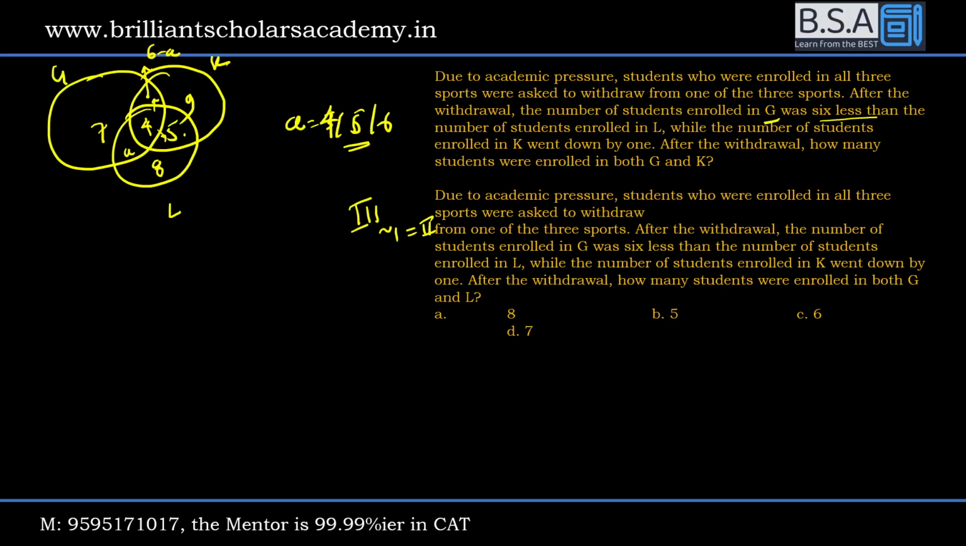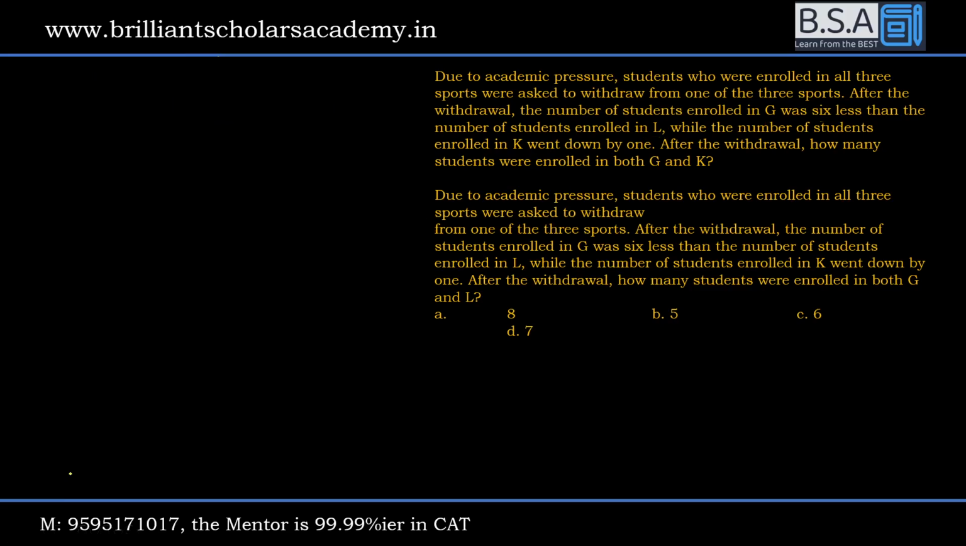While the number of students enrolled in K went down by 1. After withdrawal, how many students were enrolled in both G and K? थोड़ा सा twisted है. जब withdraw करेंगे, after that students enrolled in G was 6 less than those enrolled in L. And K में से एक बच्चा कम हो गया. So overall what I understand, थोड़ा बड़ा diagram बनाते हैं. Let me draw larger diagram, bigger diagram for you.